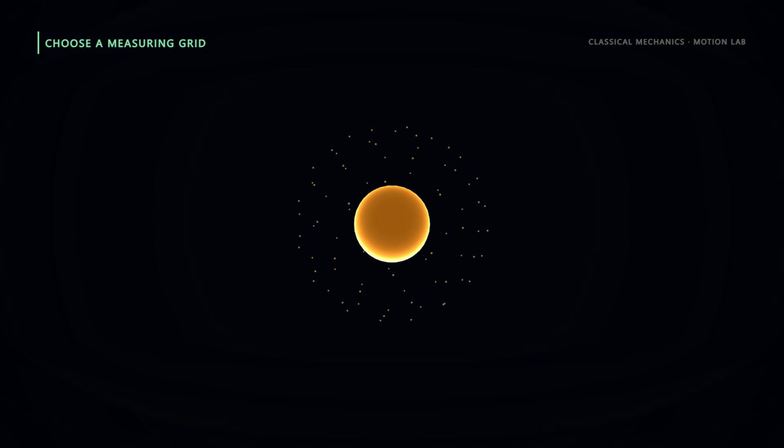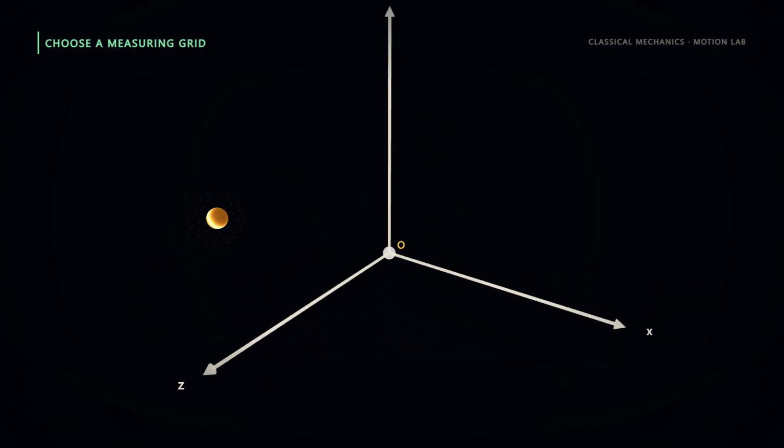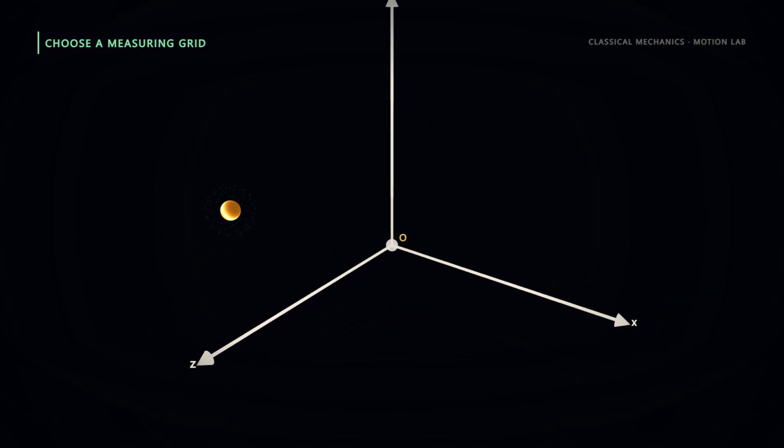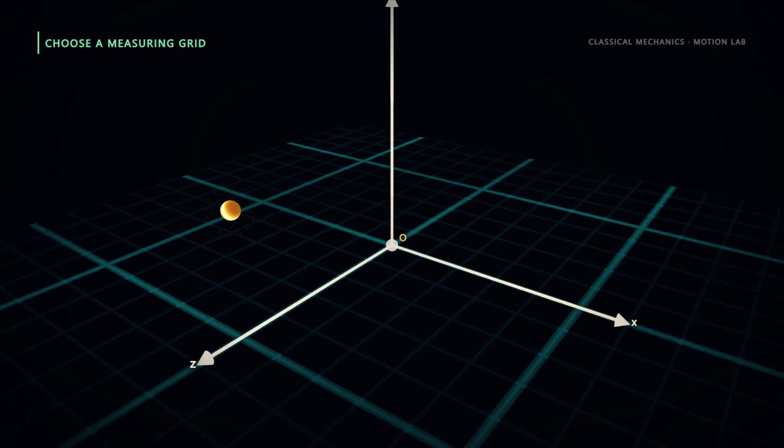From that origin, let 3 perpendicular directions grow, x, y, and z. Extend their markings into a coordinate grid. The grid is not painted onto nature. It is a measuring scaffold that we chose, so positions can be stated precisely.